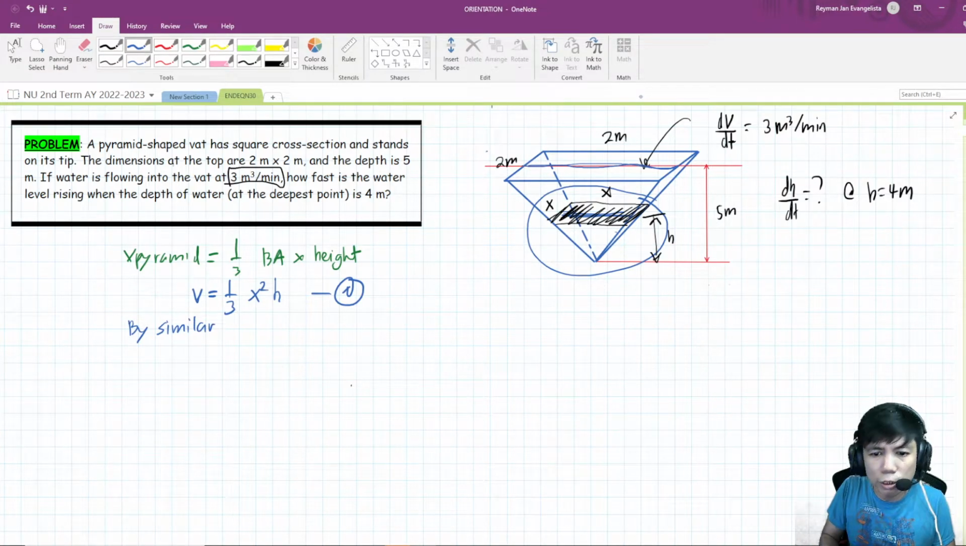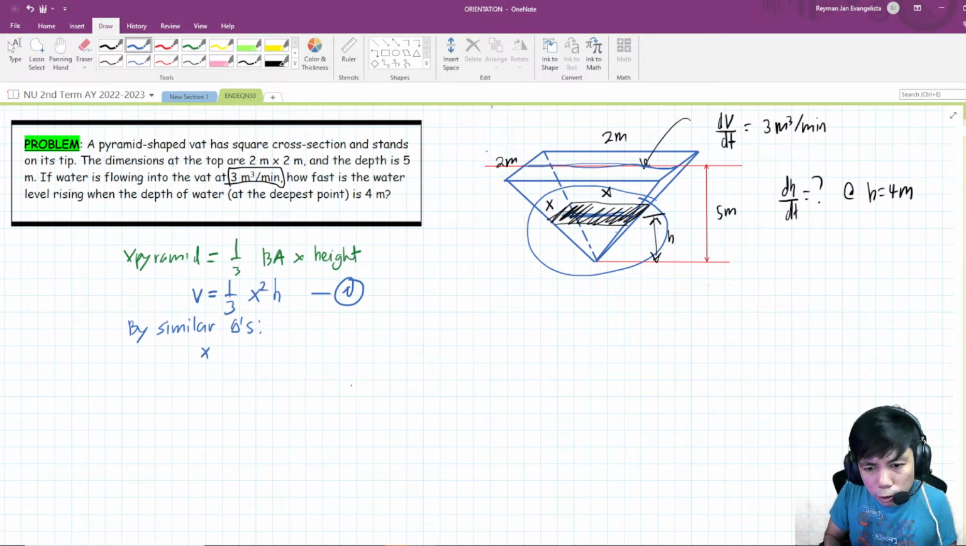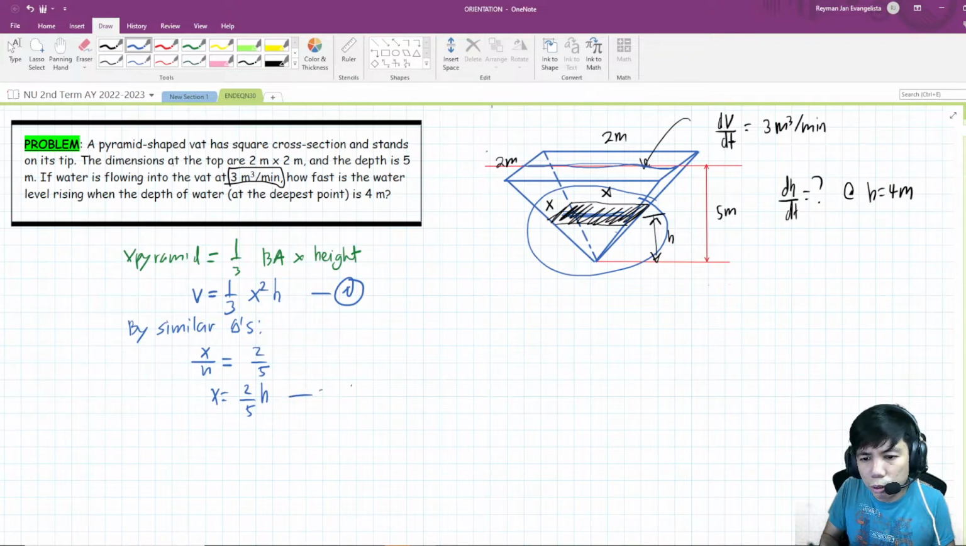similar triangles na is just like ratio and proportion. Base to base, height to height, or height to base is smaller, height to base larger. Dito ang gamitin natin guys is base to height ng smaller and then base to height ng larger. Sa smaller, ang base to height natin is x to h, so that is x over h. And then for the larger triangle is 2 to 5, so that is 2 over 5. So in this equation, obviously, our x is equal to 2/5 of h. So this will be your equation number 2.